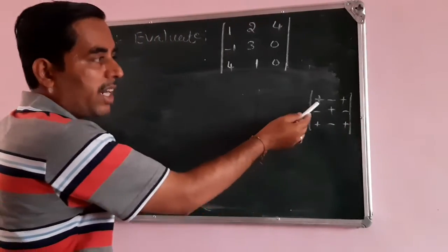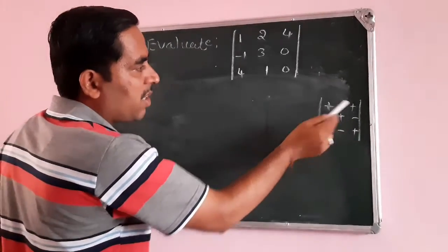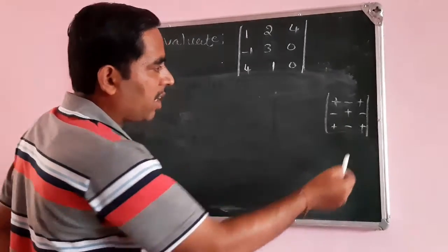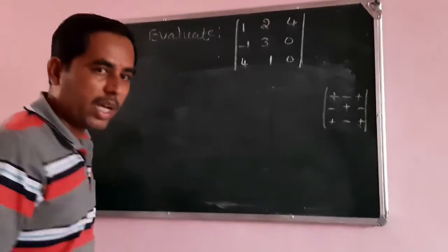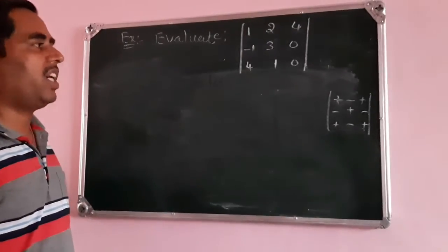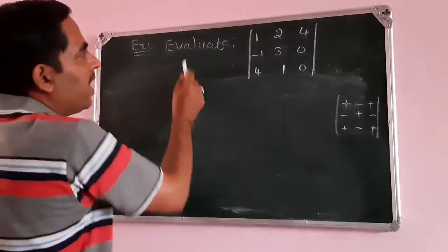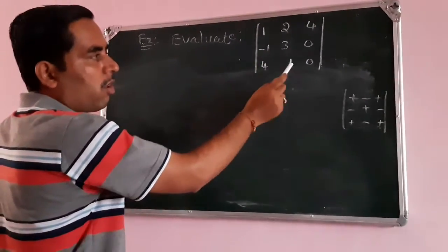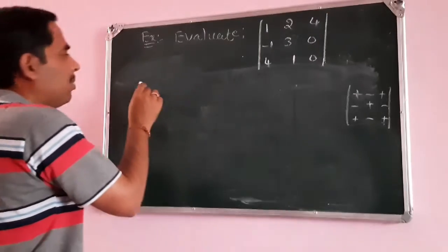If we expand along the first row, we know the signs are plus, minus, plus. Then minus, plus, minus if we want to expand along the second row. If we want to expand along the third row, write the signs plus, minus, plus. I have considered one example, so I hope all of you will understand this clearly through it. Evaluate the determinant with rows 1 2 4, minus 1 3 0, 4 1 0. This is the given determinant.